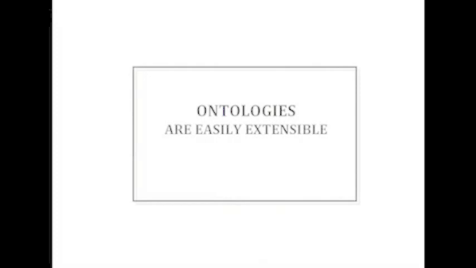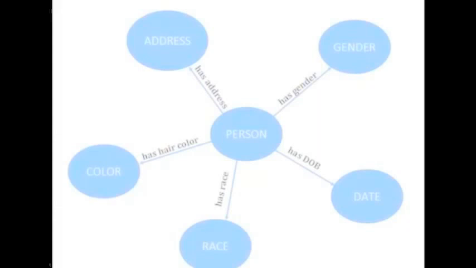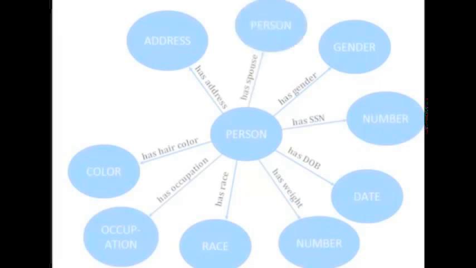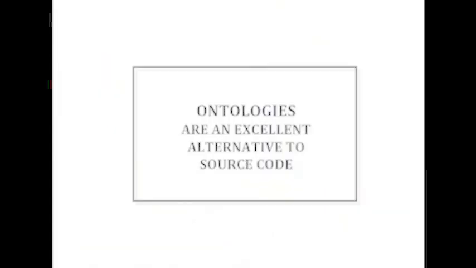Ontologies are also easily extensible. Rather than rewriting lines of code, new relationships can easily be added to existing ontologies. We simply add additional relationships which link person to new concepts. This process continues and ontologies are extended without disrupting the work that is ongoing or already completed.